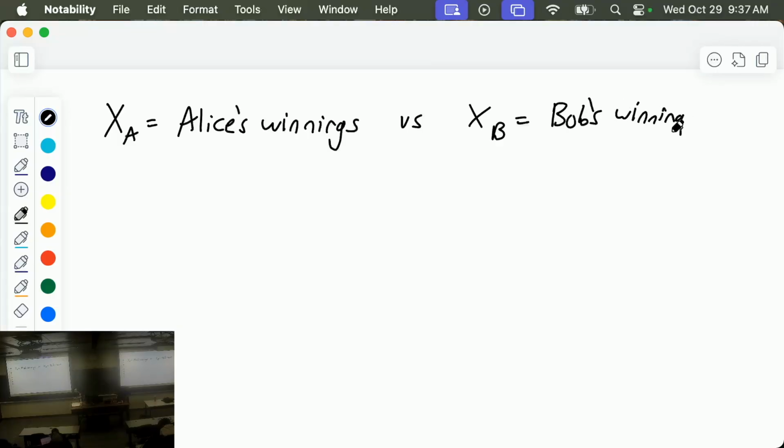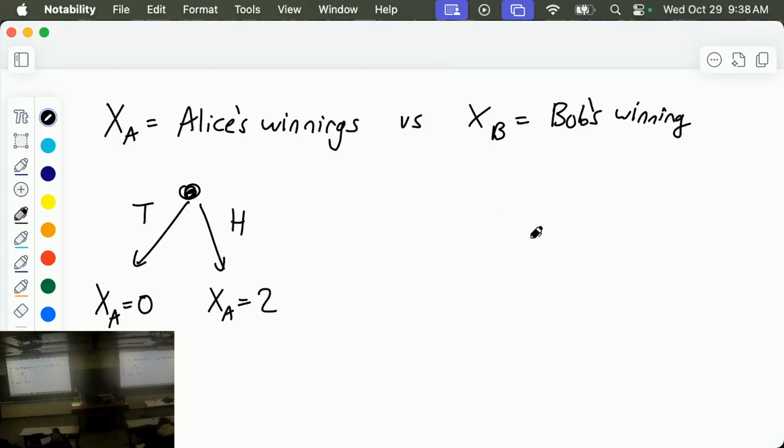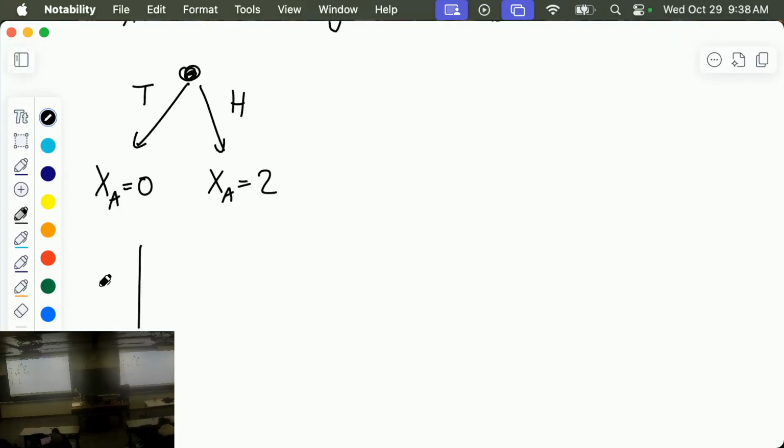Okay, and Alice's is quite easy because I think I'm gonna do it with a tree. Either the coin flip comes up heads or it comes up tails. And when it comes up heads, then XA equals 2, Alice wins $2. And when it comes up tails, XA equals 0. So for Alice, there can only be 2 things, either 0 or 2. And so I can put that on a nice chart. So here's the value of X, and we have 0 or 2.